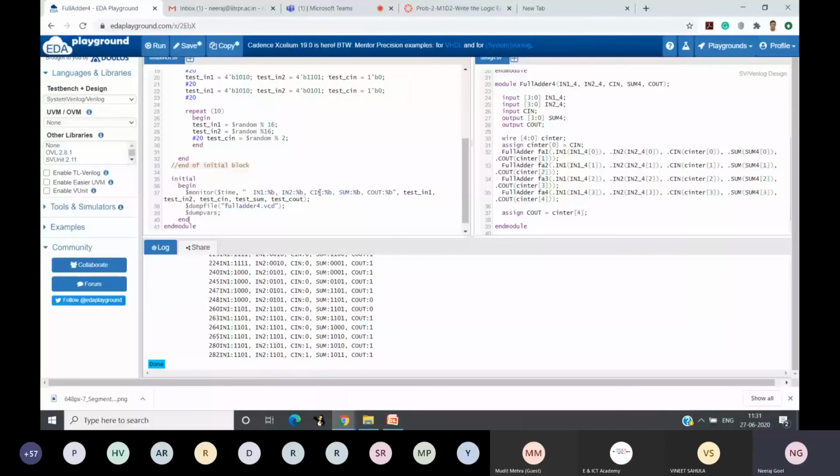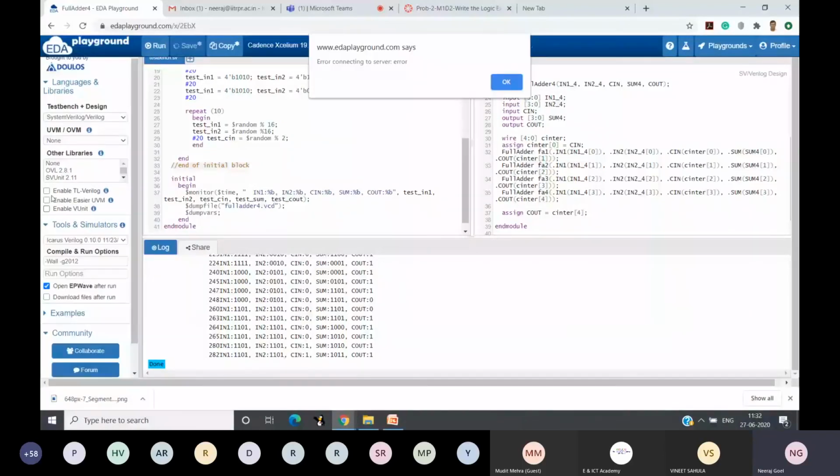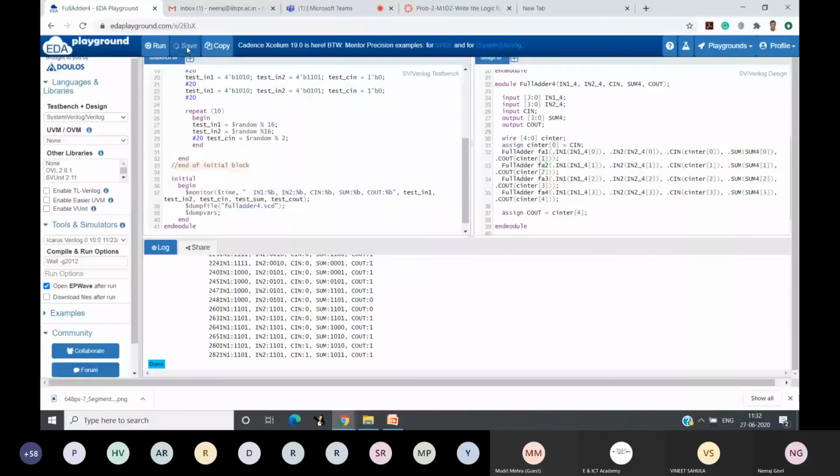All of these things I'm giving so that I can read the value of input 1, input 2, C in, sum, and C out. Okay, so what we'll do next, we will save it, and after saving, we will set our tools. We will say which tool we are using. We are using iKeras, and after iKeras, we also enable this option that open EP wave after run.